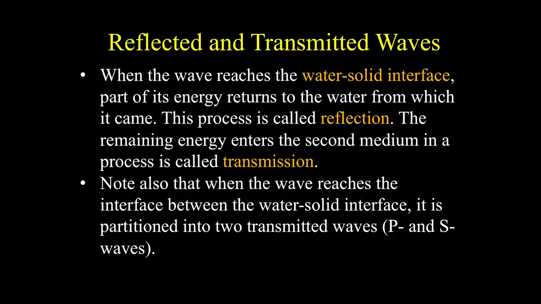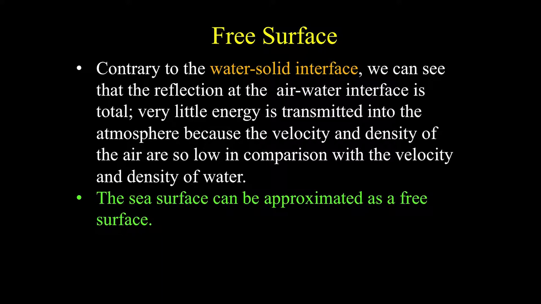Contrary to the water-solid interface, we can see that the reflection at the air-water interface is total. Very little energy is transmitted into the atmosphere because the velocity and density of the air are so low in comparison with the velocity and density of water. The sea surface can be approximated as a free surface.